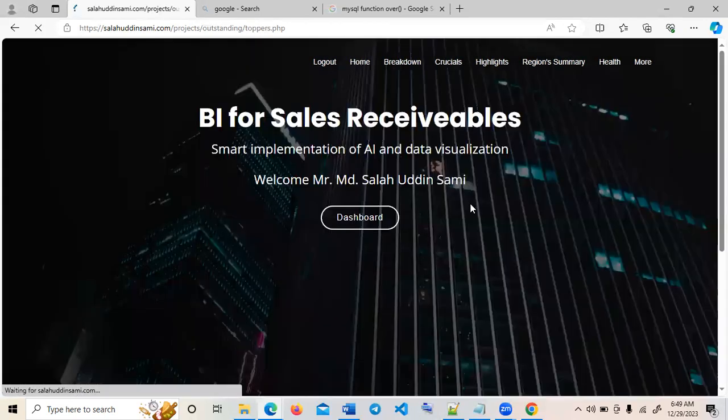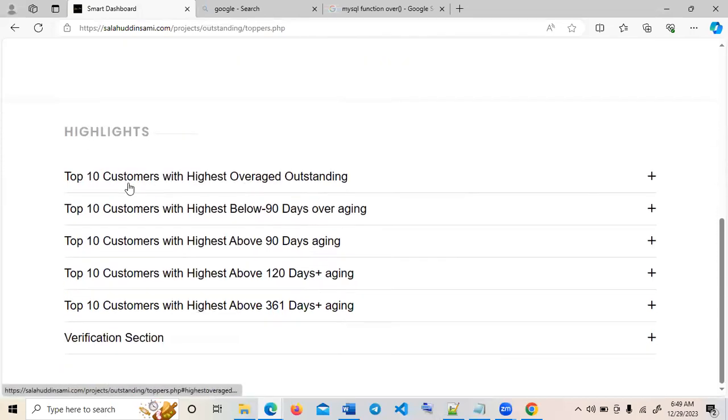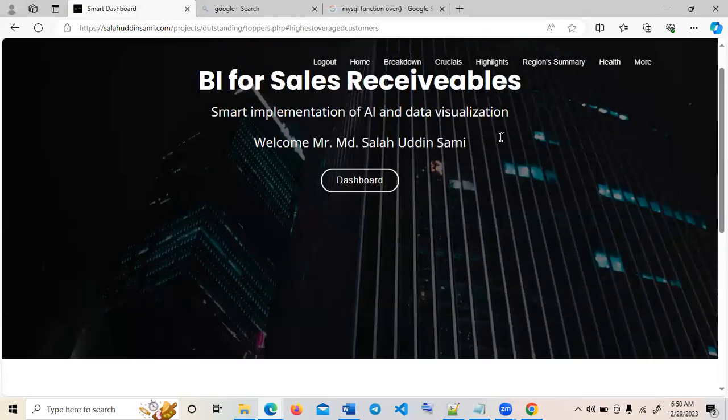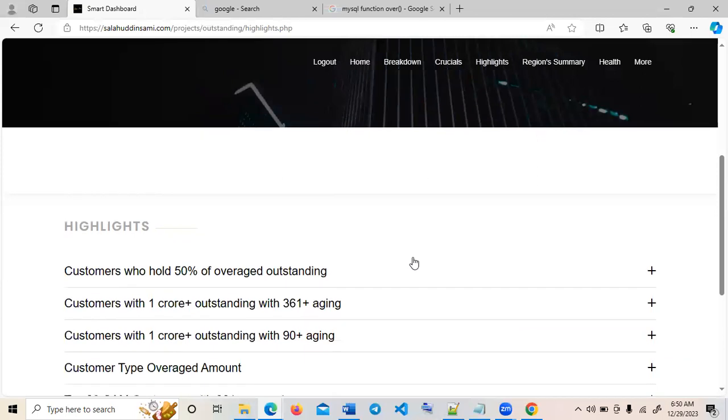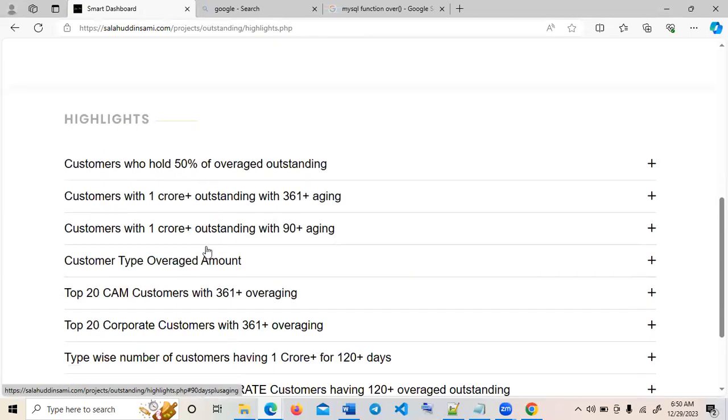Here is another crucial thing. For example, if my client wants to see the top 10 customers with the highest overage outstanding, who are those top 10 customers who are not paying my sales receivables, though the allowed time for payment is already crossed? Here we can see the different things. Let me show this. There are just highlights from here. Also something else is possible.